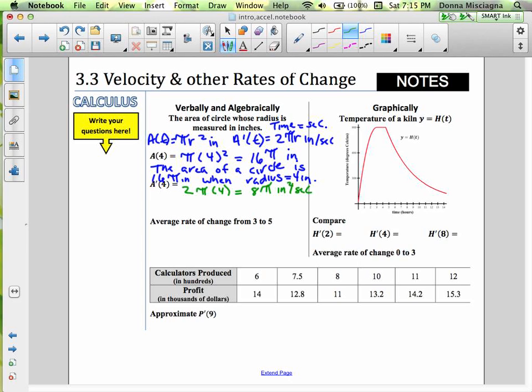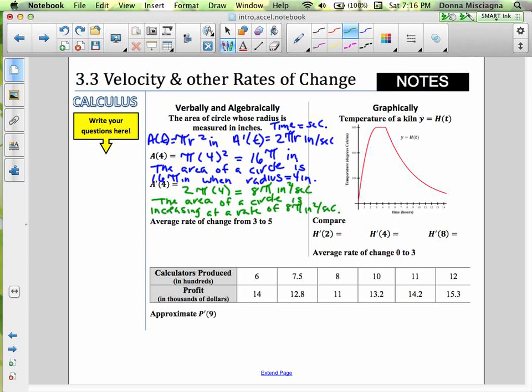And then, what does that mean? That means the area of a circle, because if we're talking about the area, it has to be inches squared per second, is increasing at a rate of 8 pi inches squared per second.